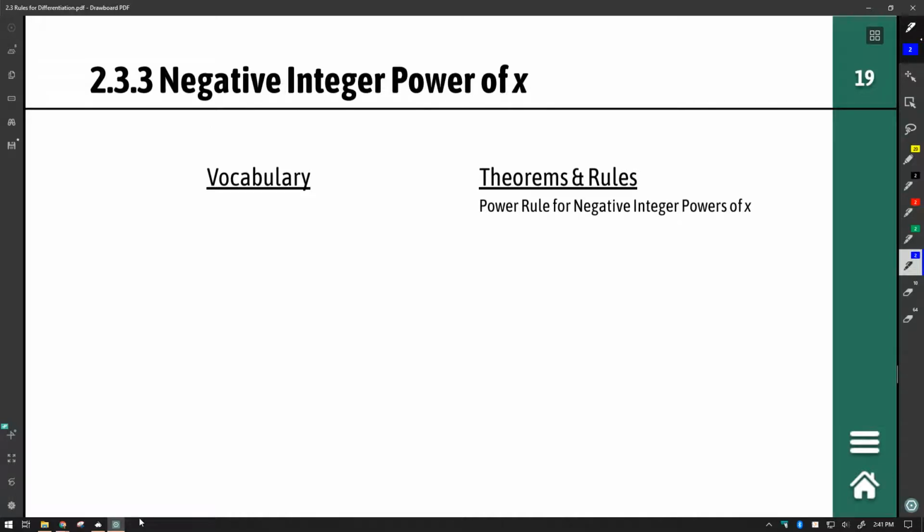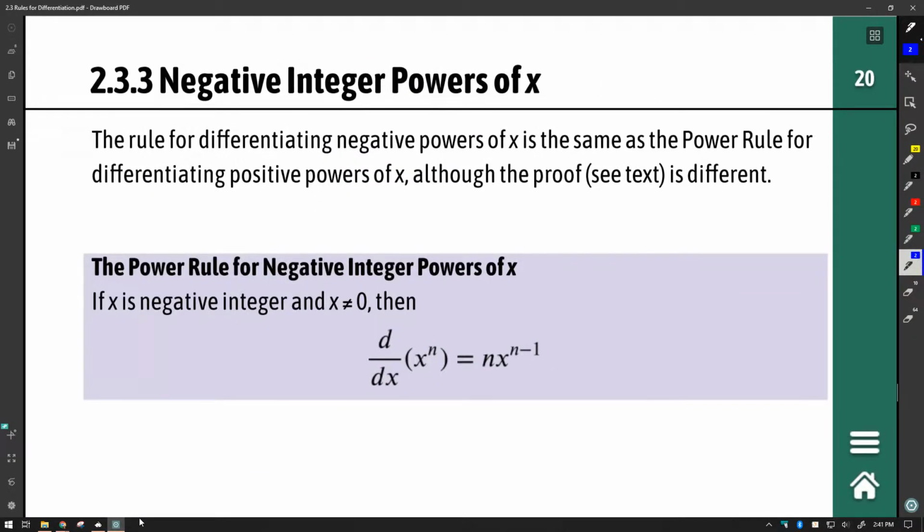Here in 2.3.3, negative integer power of x, our goal is to show that the power rule also works for monomials in which the degree of the exponent is a negative integer. So for instance, we know that the power rule works on something like x to the fifth, but we're going to show that it also would work on something like x to the negative fifth.